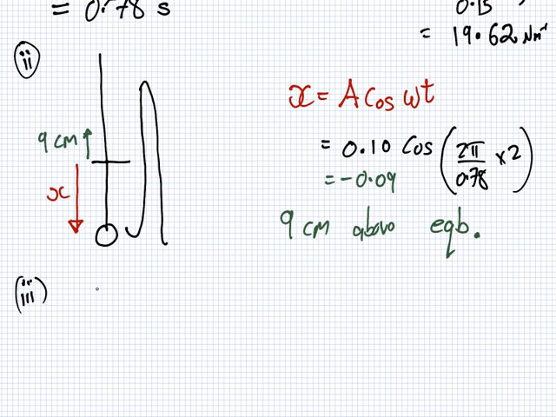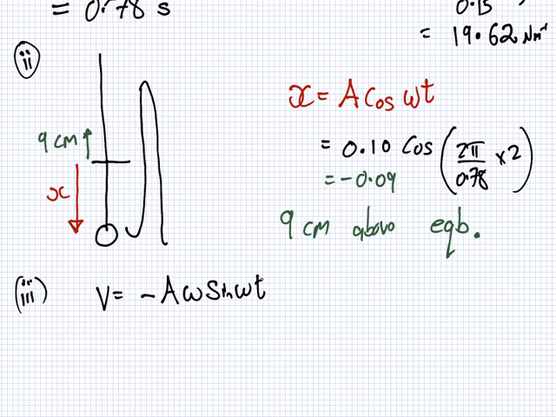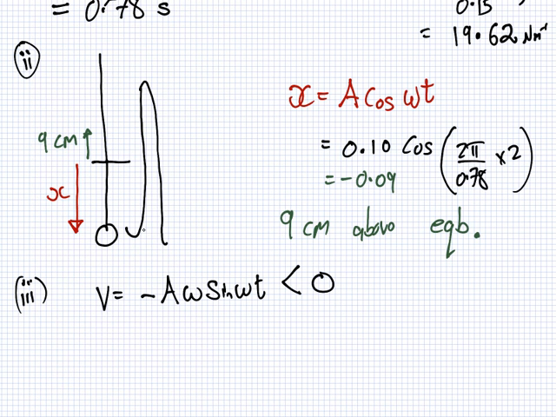Okay, so we'll just calculate the V, and the formula for V is minus A omega sine omega T. I don't care about the number, I just care if it's positive or negative. That doesn't affect the sign. We just care about the sign. So this would end up being a negative. If we're calling down positive in my diagram and up is negative, then this was rising then. So you know the direction by the velocity. Positive, negative, up, down.